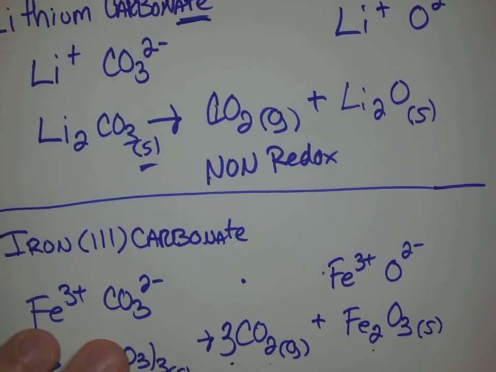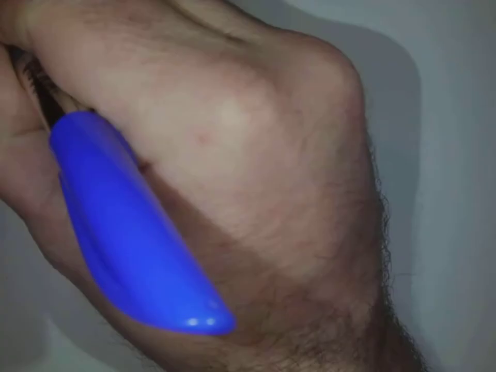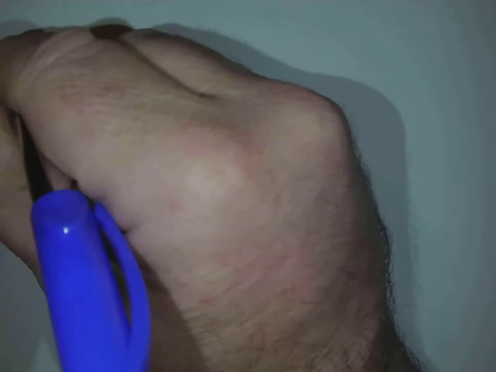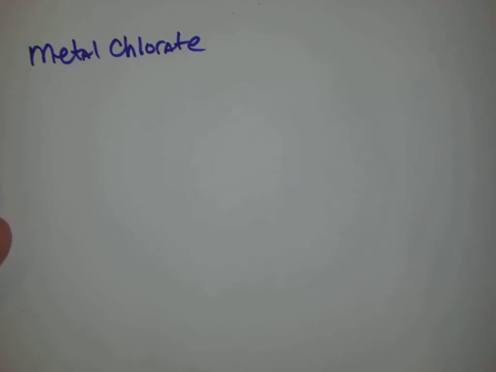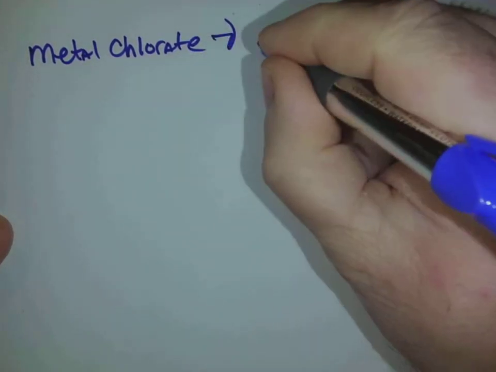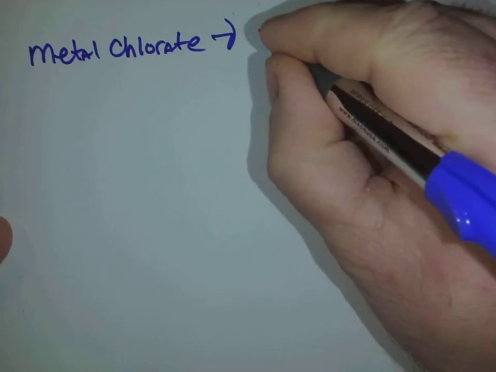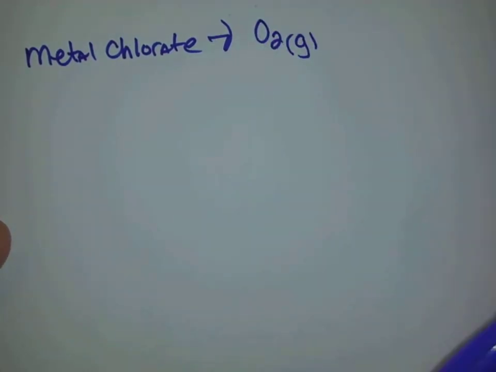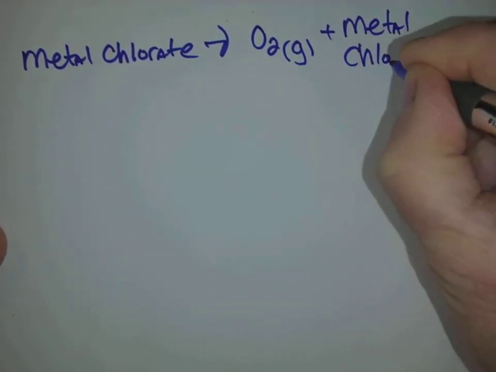Now, if you're in honors, you have a bonus one to do. If you're in honors, you have to do the decomposition of a metal chlorate. And what a metal chlorate is going to give you all the time, again, this is just for honors, is oxygen as a diatomic gas and a metal chloride.